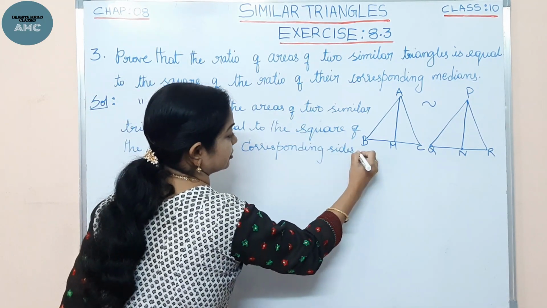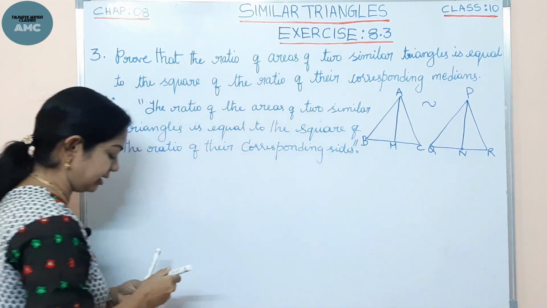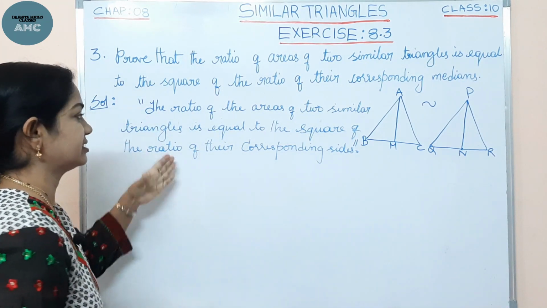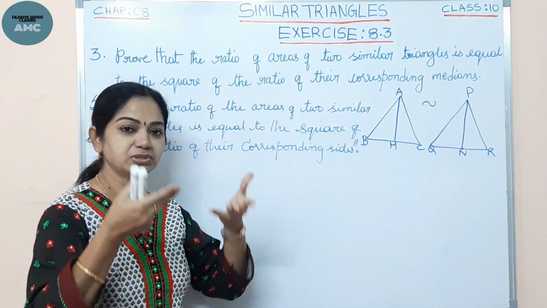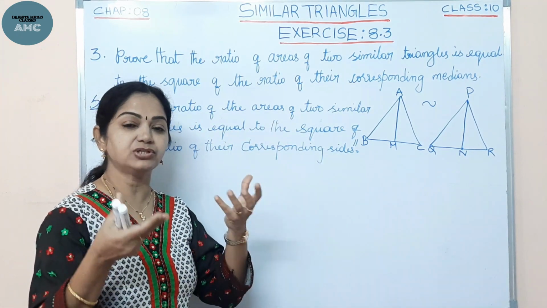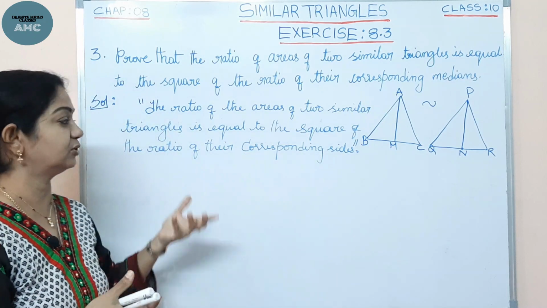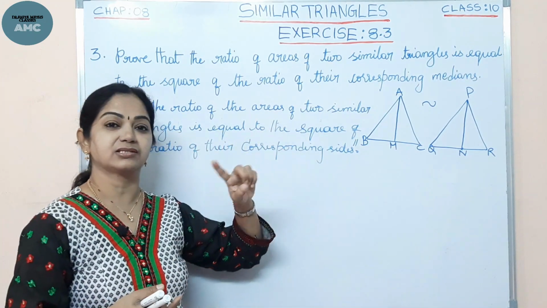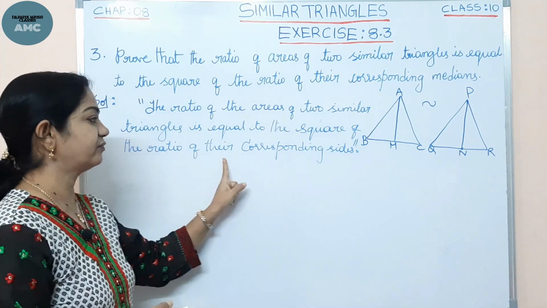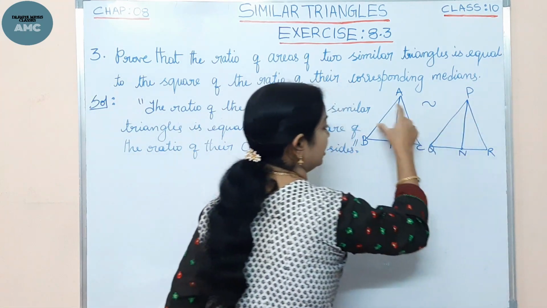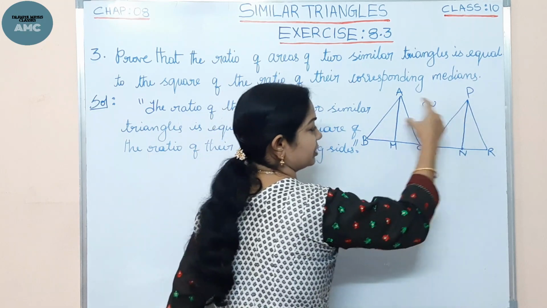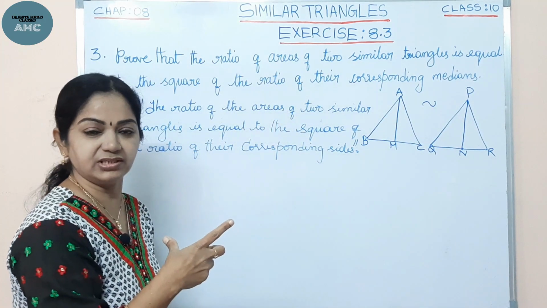Okay. So this is a very important theorem. Let us try to understand this theorem. The ratio of the areas of two similar triangles is equal to the squares of the ratio of their corresponding sides.